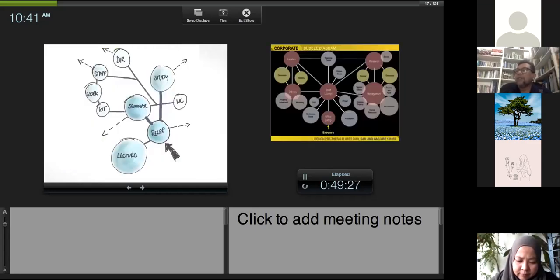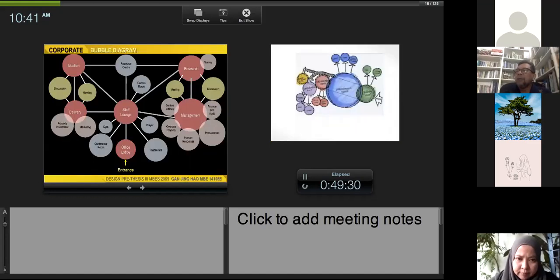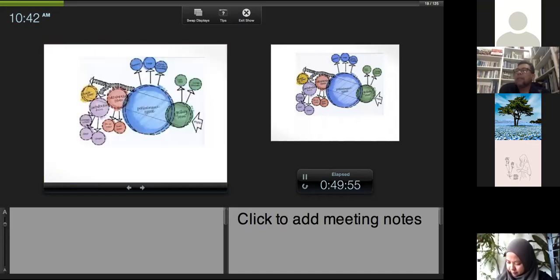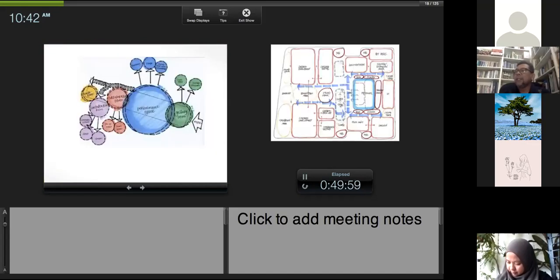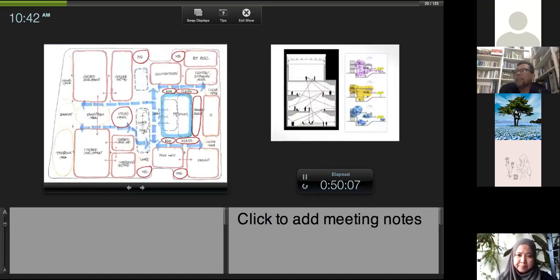Okay, and then you start with the space relationship. And this is a design thesis made by Gan Jing Ho, my previous student. So you can see the entrance, office lobby, staff lounge, and then delivery, management, research, the main, and how this space is connected to the main important spaces. Okay, and this is another to show maybe direct connected or bypass space, and maybe represent circulation.